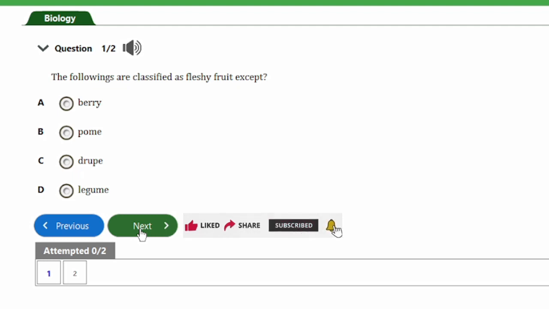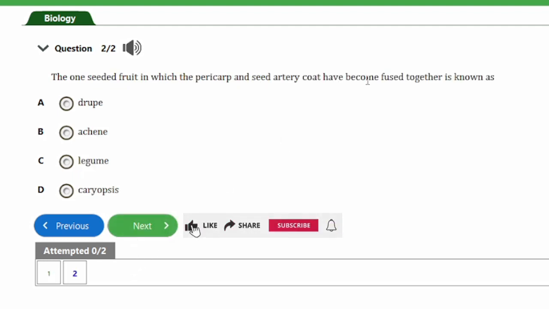So guys, the next question here is question number 2, and it says the one-seeded fruits in which the pericarp and seed coats have become fused together is known as A. Drupe, B. Achene, C. Legume, and D. Caryopsis. So guys, the answer to the question here is option D, and that's Caryopsis.